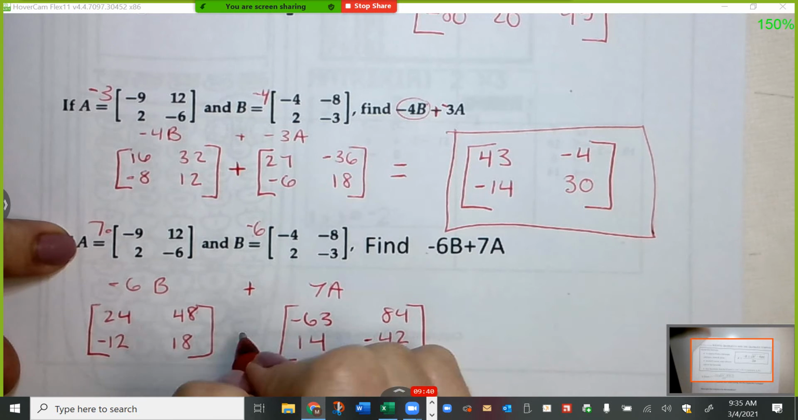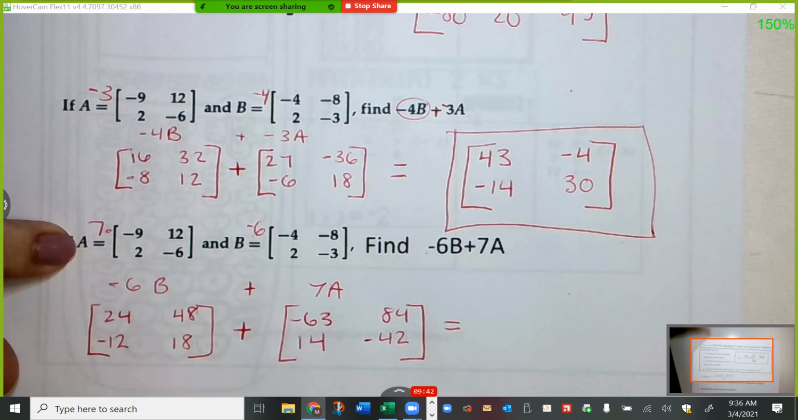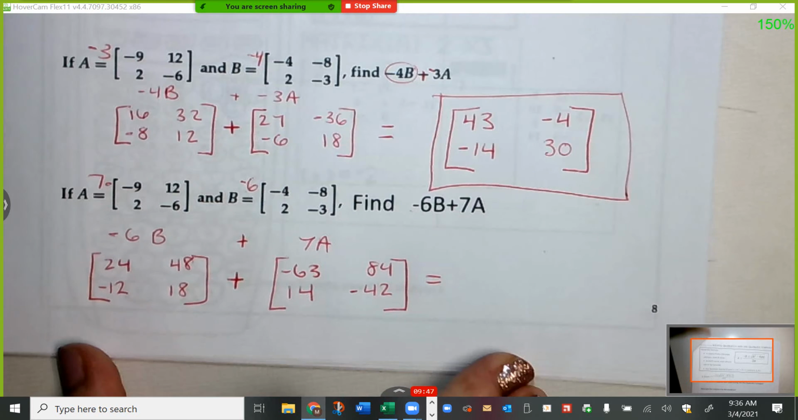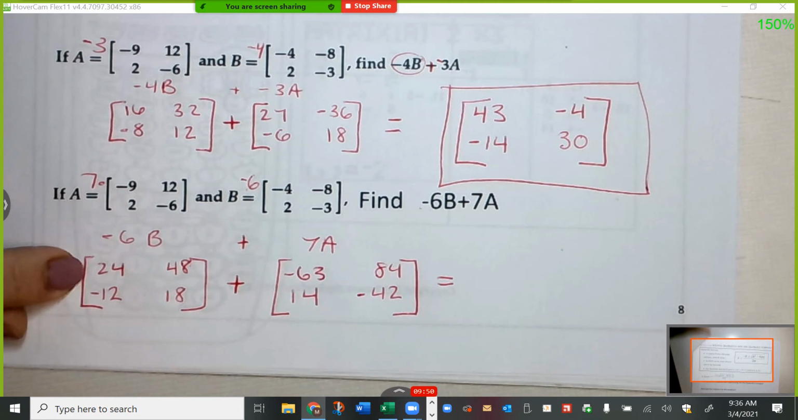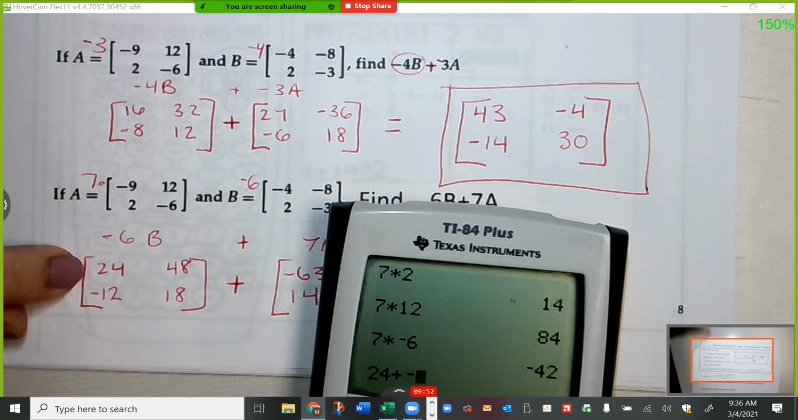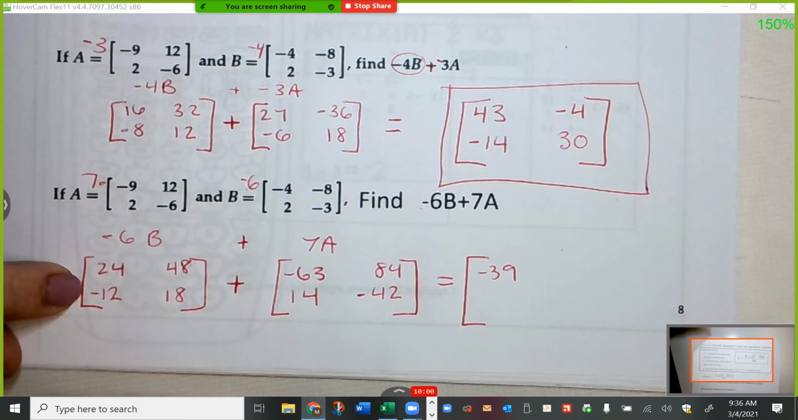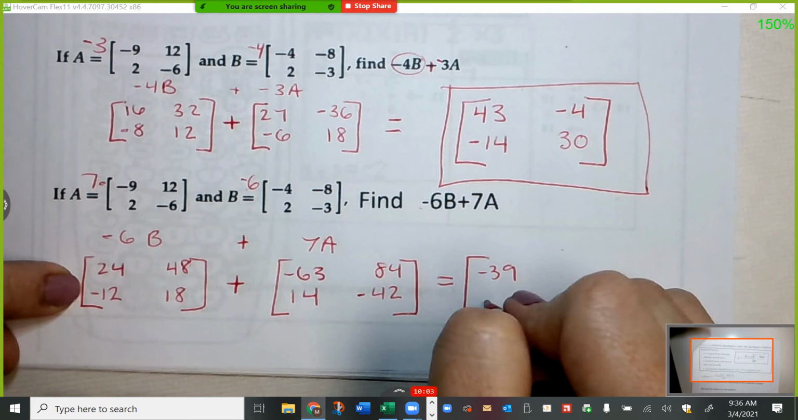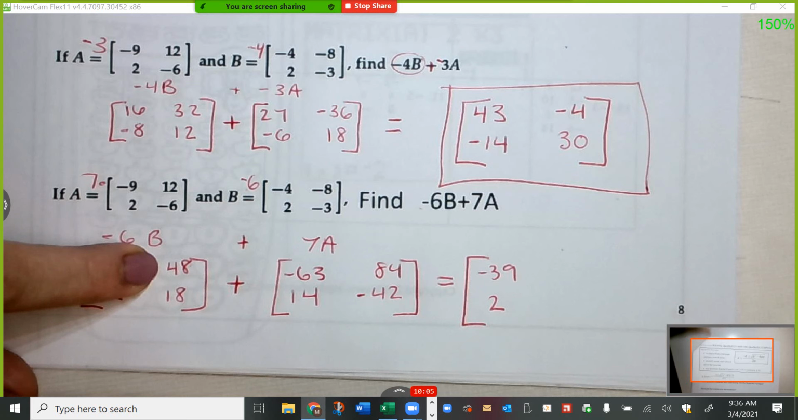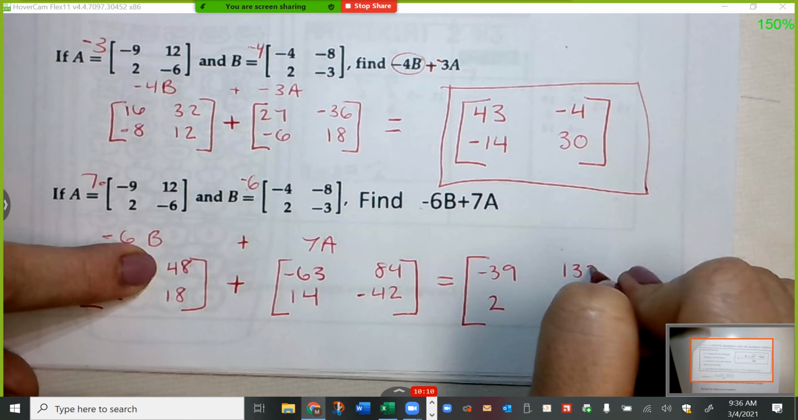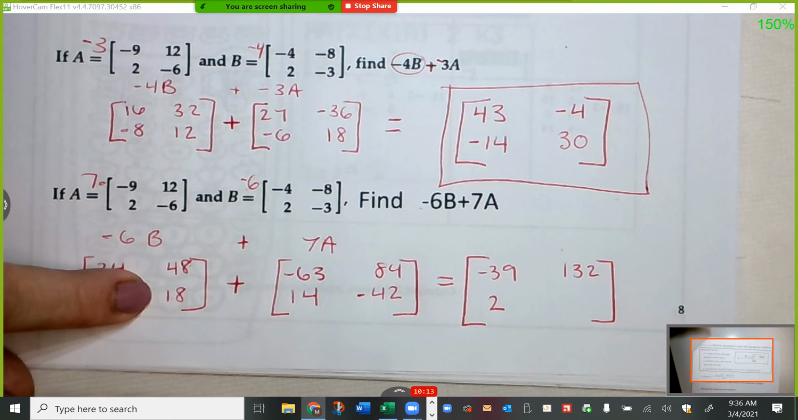So remember, we're adding these. Remember, they have to be in the same spot. So 24 plus negative 63 is negative 39. Negative 12 plus 14 is 2. 48 plus 84 is 132. And 18 plus negative 42 is negative 24.